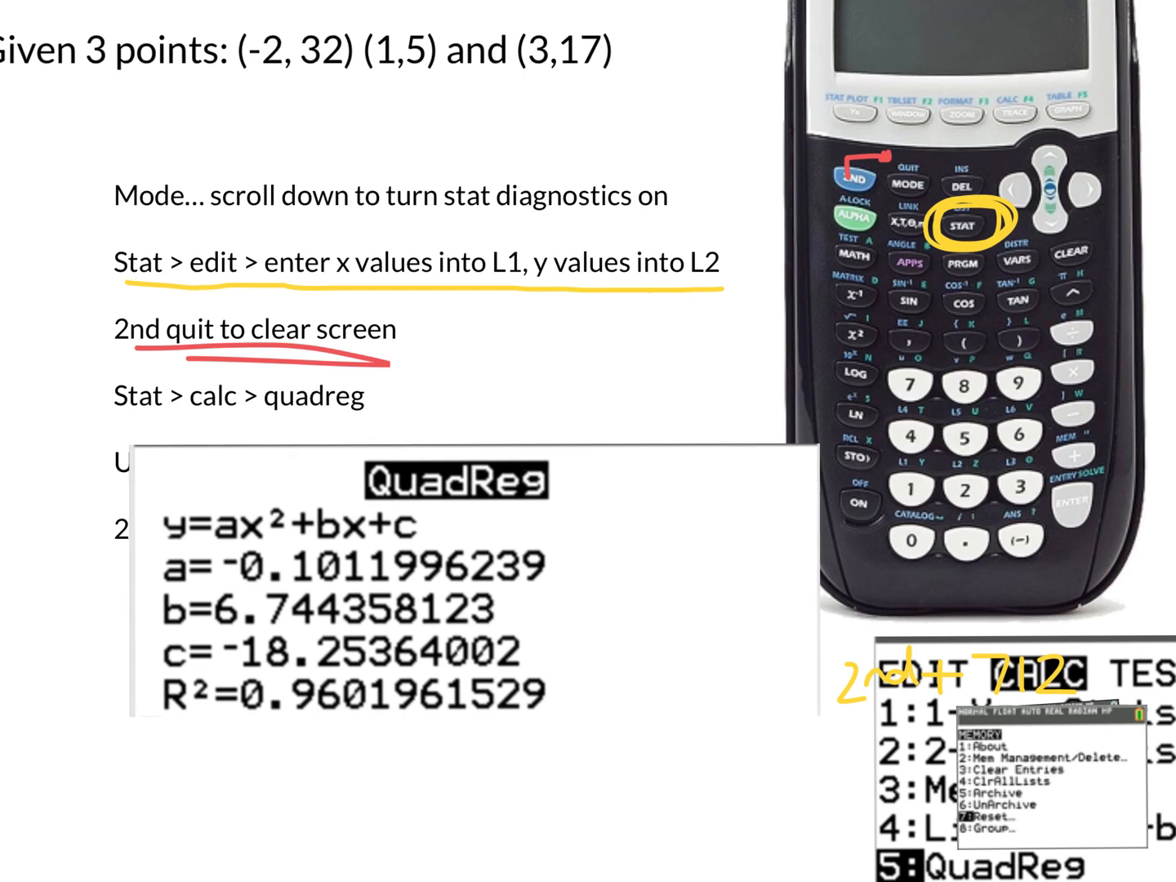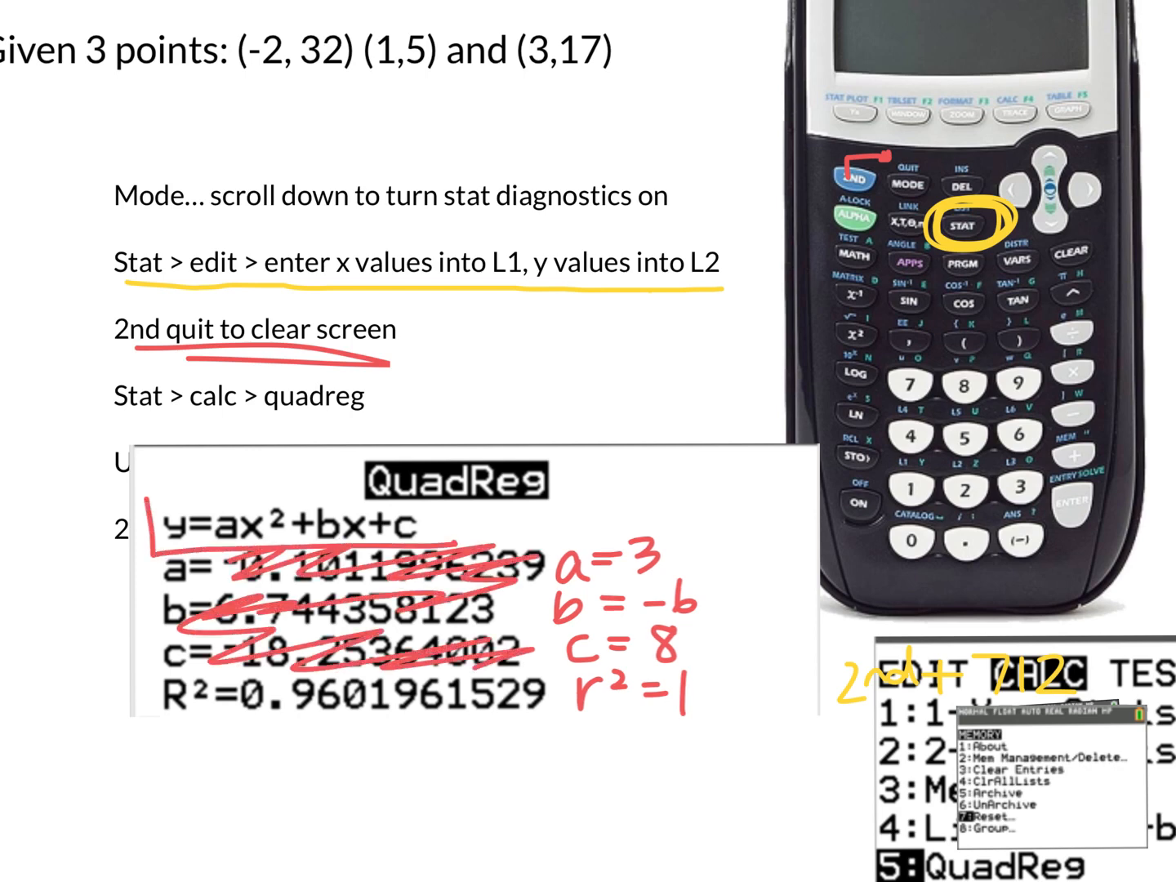Now, your output should not say this. Yours should say, for this specific example, a equals 3, b equals -6, c equals 8, and it should tell you that r squared should equal 1. All right, so let me help you interpret what that means. They tell you the standard form, so they're telling you what the coefficients are. So in this instance, y will equal a, which is 3, x squared, plus b, so -6, x, plus c, so plus 8.